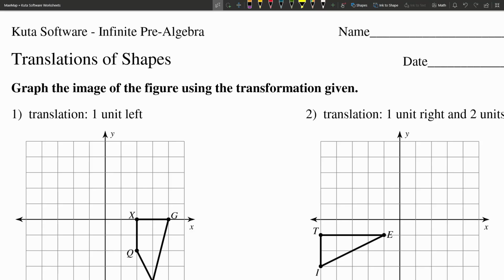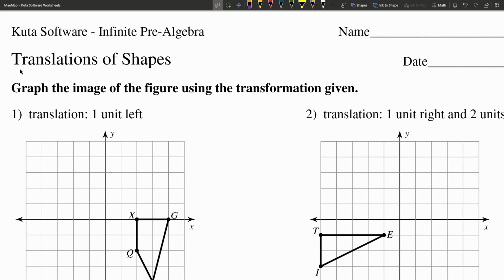In this video, we're going to complete the Kuta Software Infinite Pre-Algebra free worksheet, Translations of Shapes. I'll leave a link in the description below so you know how to access this free worksheet. Our directions for this first part are to graph the image of the figure using the transformation given.